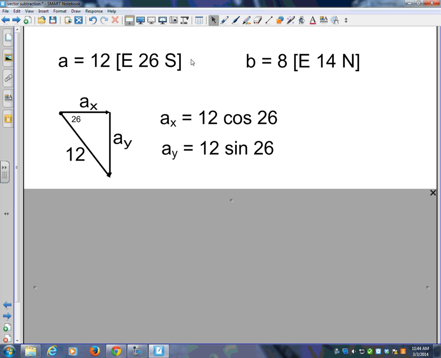So A is east 26 south, so east and south. When the vector is written like this, it's easy to figure out which way it is because it's east and south, right? So 12 at east and then south. This is 26 degrees up here. This is AX, this is AY. Wait, so 12 is already a known factor? Yes, this is what I'm giving you. And I'm asking you to subtract them. Right? So this is cosine, so this is going to be 12 cos 26, and the AY is going to be 12 sine 26. And do I have answers for those? No, I don't.